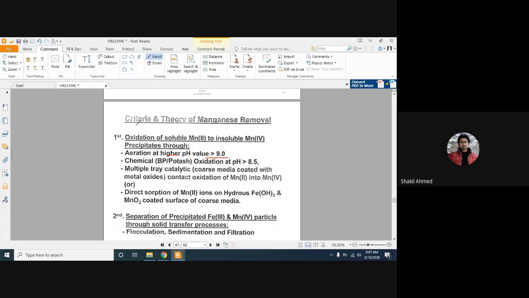Okay, so criteria and theory of manganese removal. First of all, oxidation of soluble manganese to insoluble manganese plus 4 precipitates. How? Aeration at higher pH value, or you can use chemical oxidation at pH greater than 8.5, or you can use multiple tray catalytic contact oxidation. You need to understand this. I already told you. Multiple tray catalytic contact oxidation.